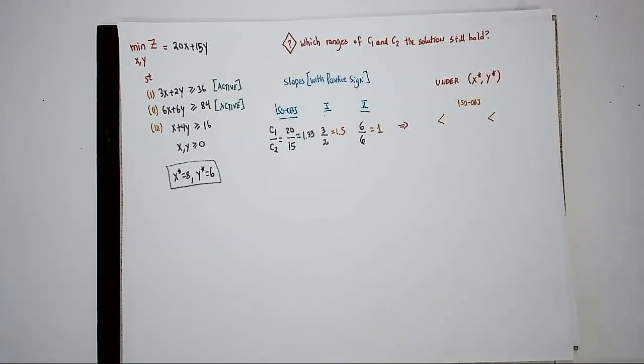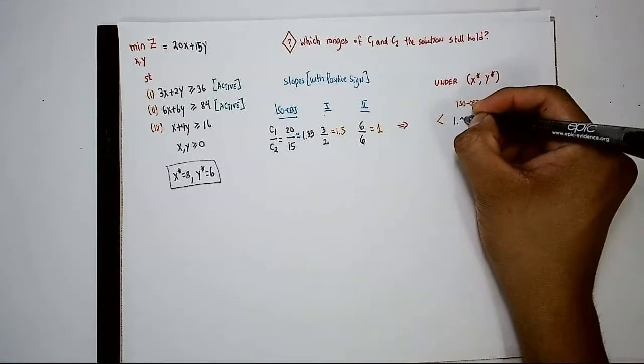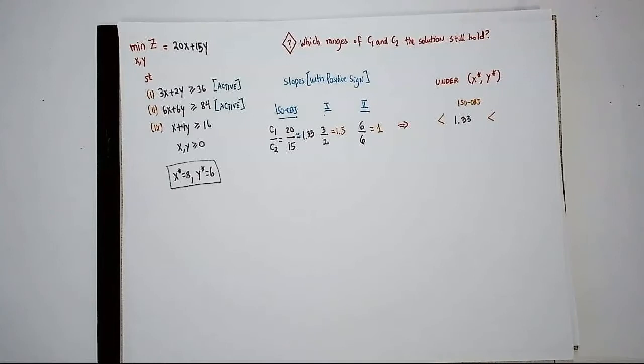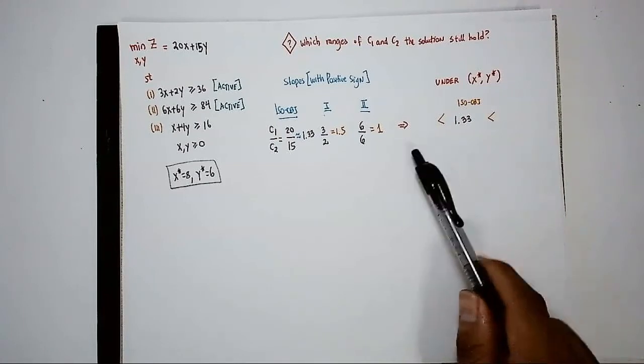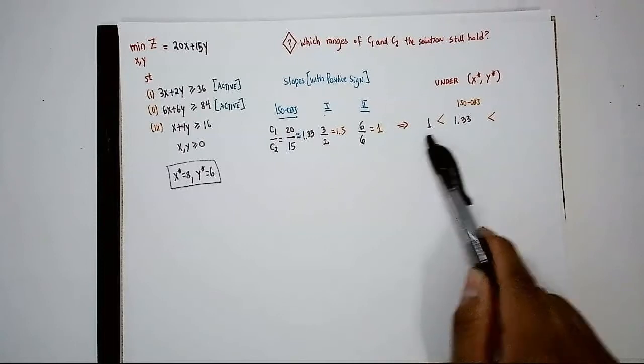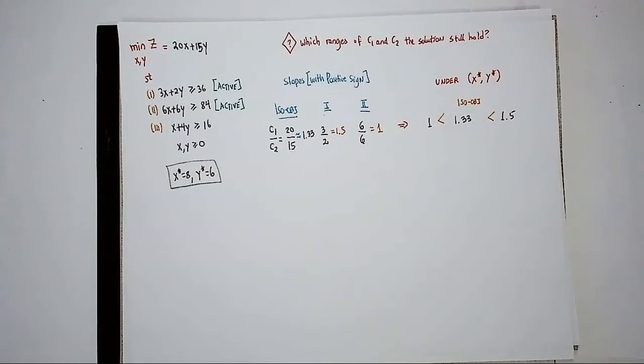Under the optimal solution, the slope of the iso-objective must be between the slope of the active constraints. In order, we write first 1 because it's the lowest, and then 1.5, which is the highest. As you can see, this property holds. Now let's proceed with the sensitivity analysis for the coefficient of x.